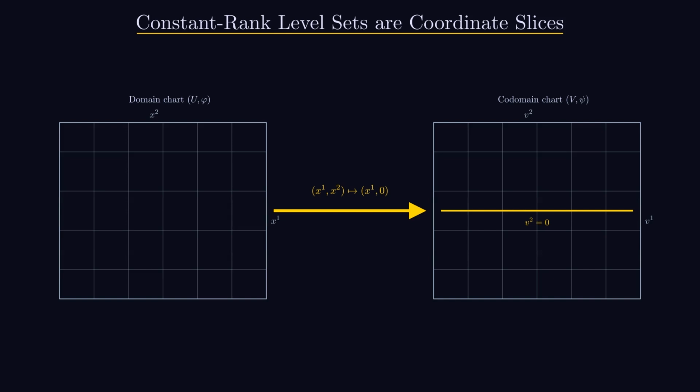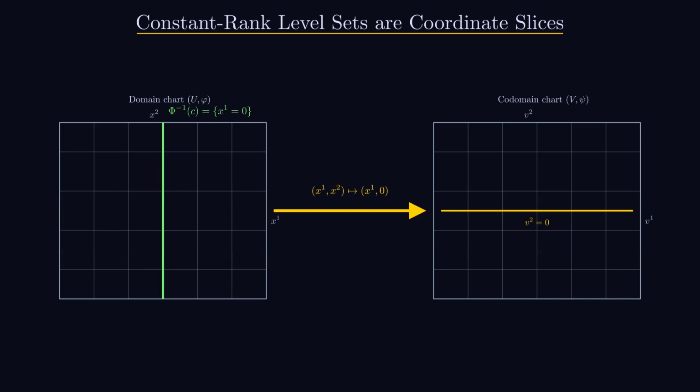In the codomain chart, only the horizontal axis v1 carries the image of phi. The v2 component is identically 0 for all points in the image. For this example, with rank R equal to 1, the image of the domain is the v1 axis. The level set phi inverse of C in these canonical coordinates is the set where x1 equals 0, the vertical axis of the domain chart. The projection sends x1 and x2 to x1 and 0. For this to equal C and 0, we need x1 equal to C. After shifting coordinates so C equals 0, the level set is exactly the coordinate slice where x1 equals 0.